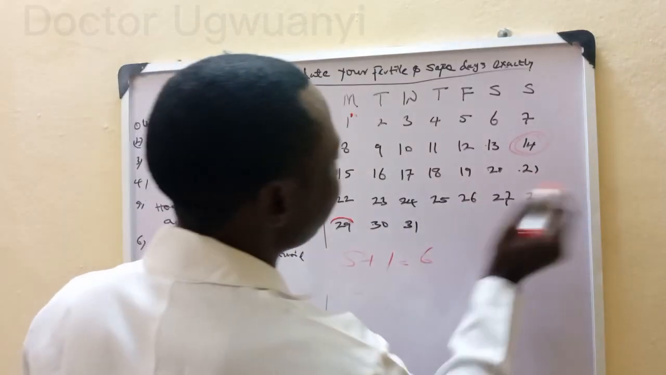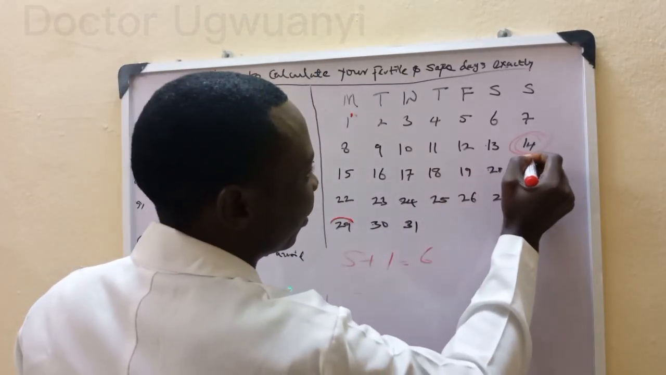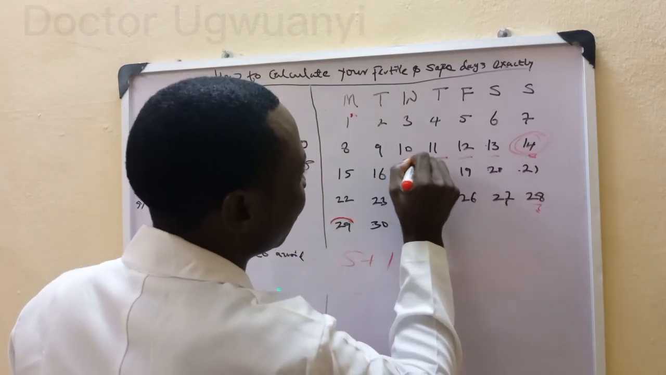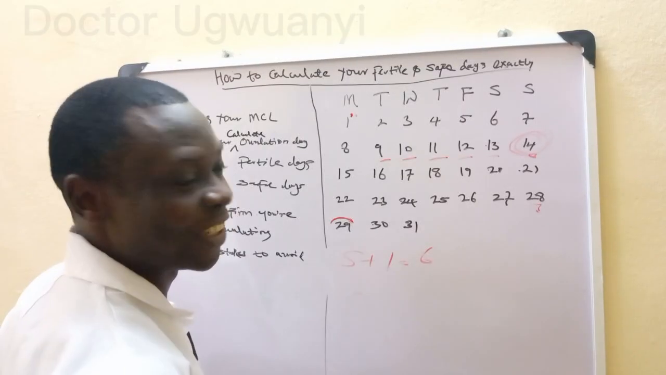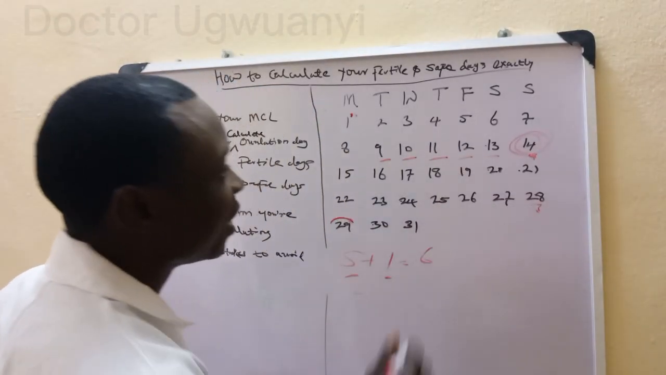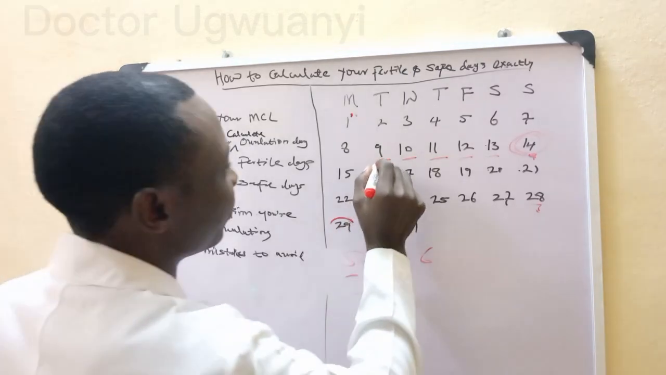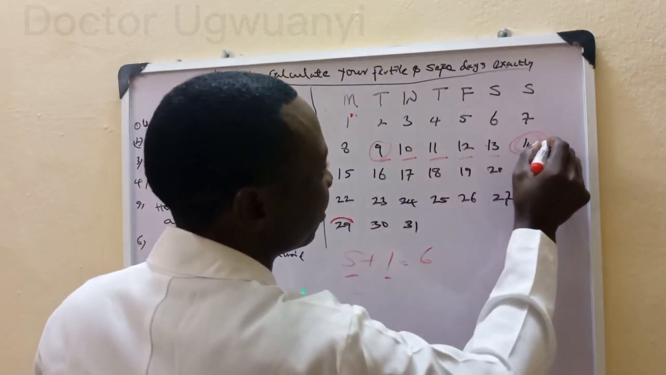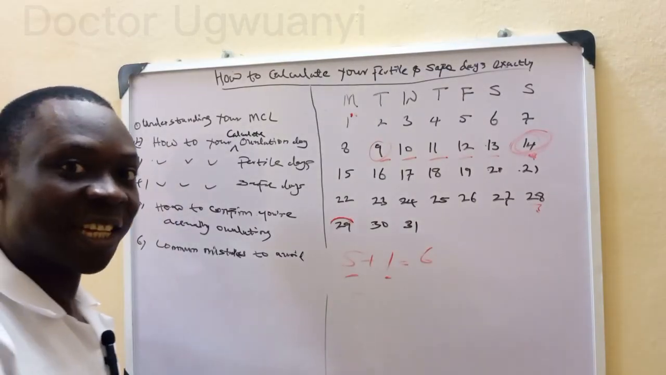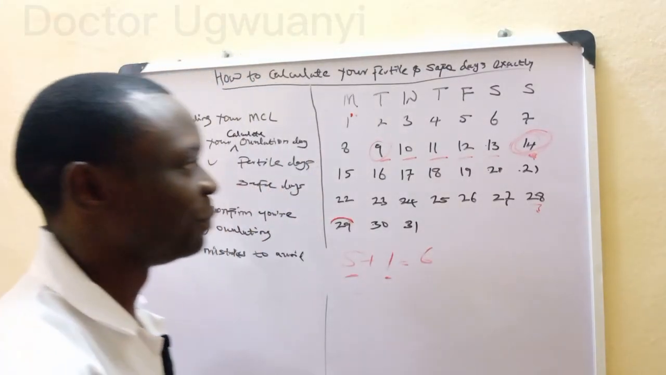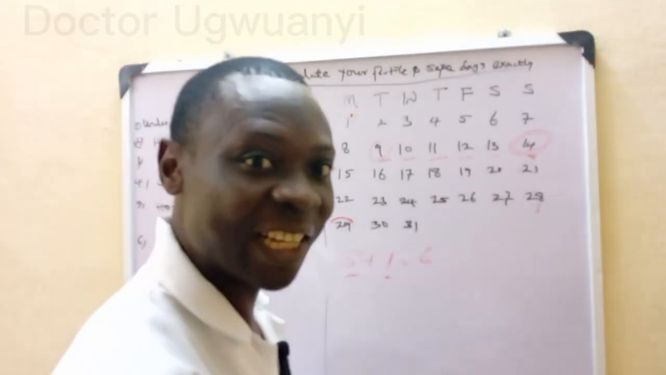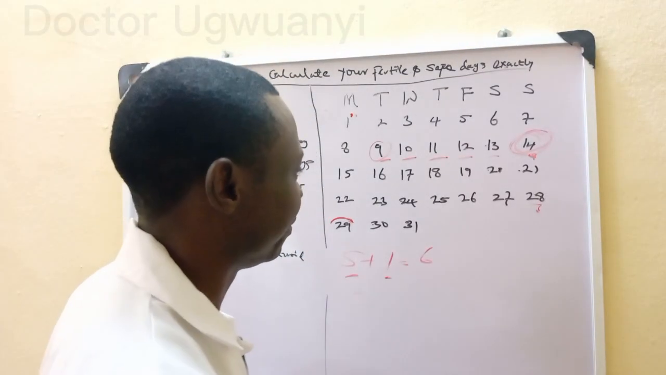So if you say 5 days, this is ovulation day. You just say 1, 2, 3, 4, 5. This is ovulation day, which is this one. This is the 5 days, which is this one. So your fertile window will be from 9 to 14. This is the time that you have a high chance of conceiving after unprotected intercourse, that is, if you are trying to conceive.